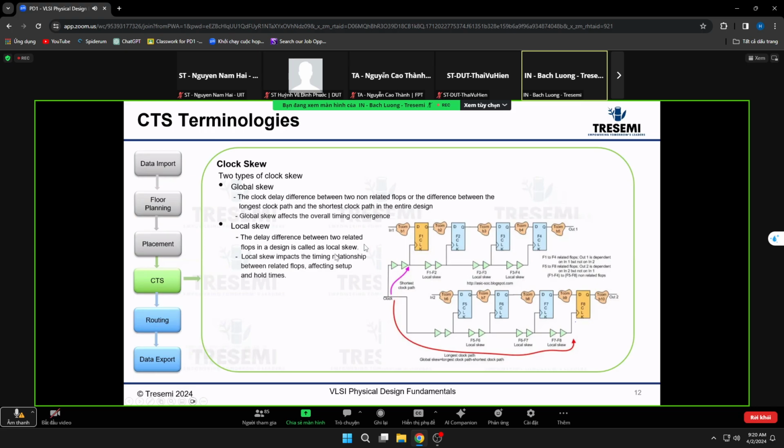Okay, so on clock skew, there are two types, global and local skew. Local is related to the two flops that are nearby and share the same clock. Global skews are between non-related flops, meaning they don't share the same clock source. They're asynchronous. It could be related, but usually they're not.